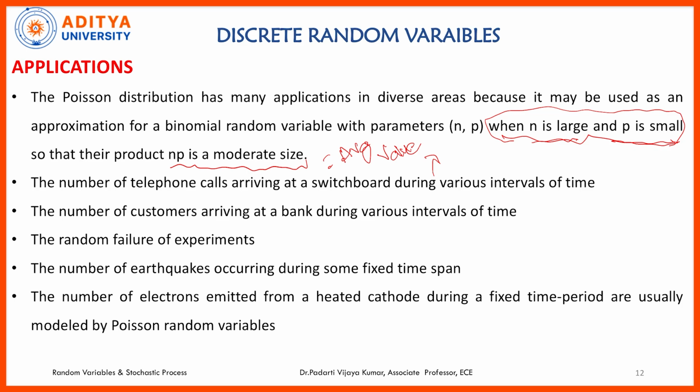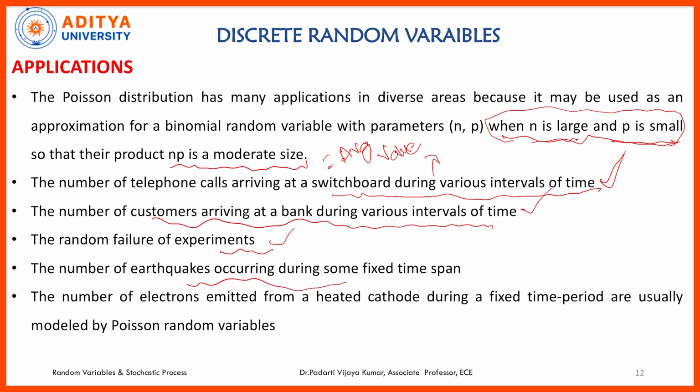So, the number of telephone calls arriving at a switchboard during intervals of time is one example where we apply the Poisson random variable concept. Also, the number of customers arriving at a bank during intervals of time, the random failure of an experiment, the number of earthquakes occurring in some fixed time span, and the last example is the number of electrons emitted from a heated cathode during a fixed time period. So, all these are Poisson random variables.